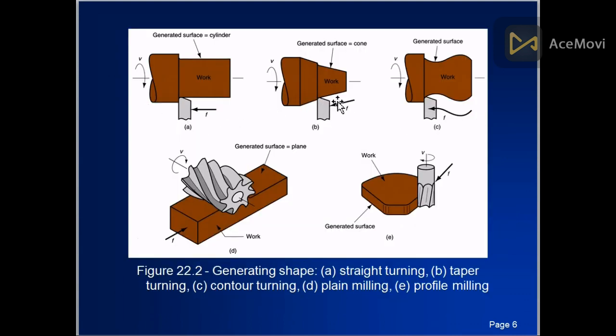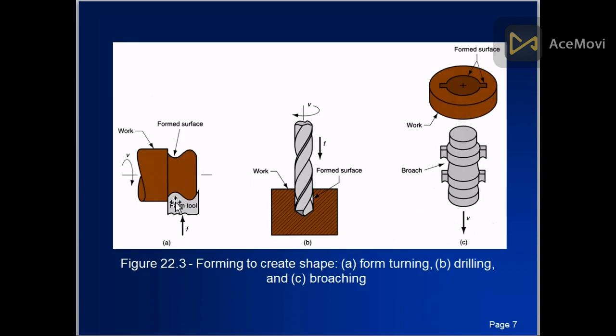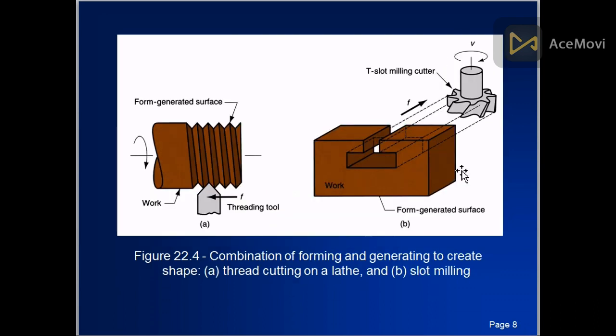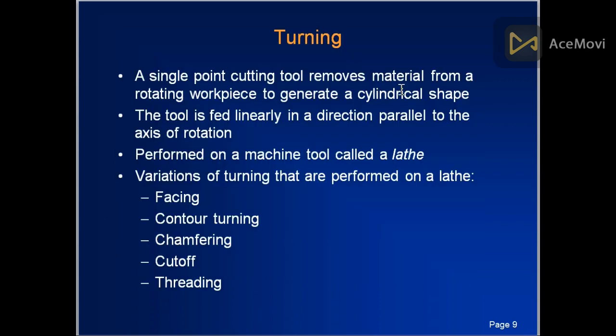This is simply turning, this is taper turning, this is form turning, this is milling and form milling, profile milling. This is a form tool, the reverse shape of the required shape is on the form. This is drilling and this is broaching. This is the motion. This is the threading operation, form generated surface. This is a single point threading tool. This is a T-slot milling tool.